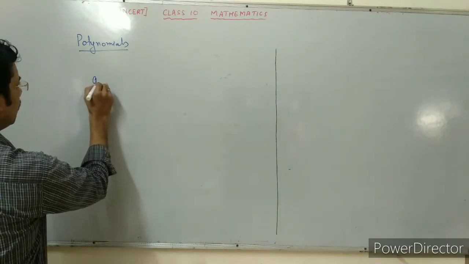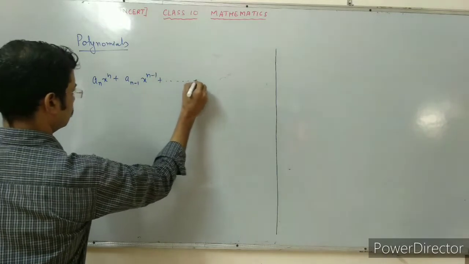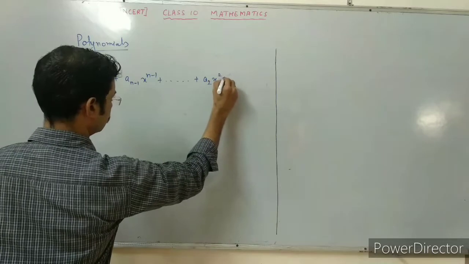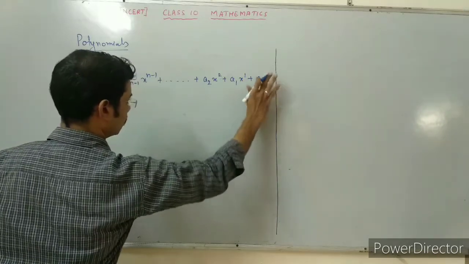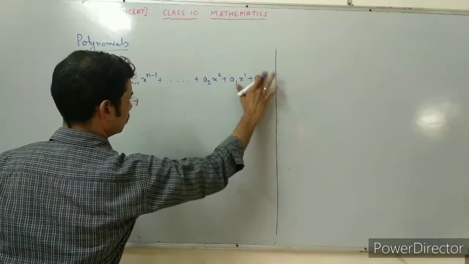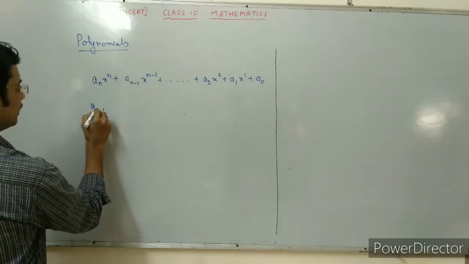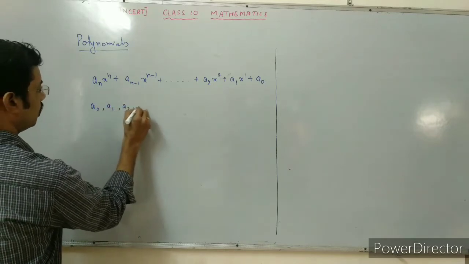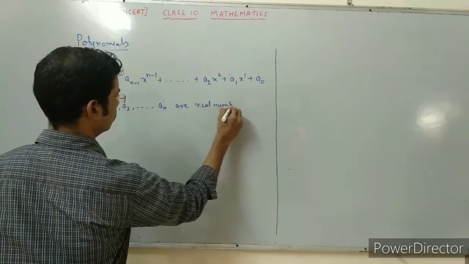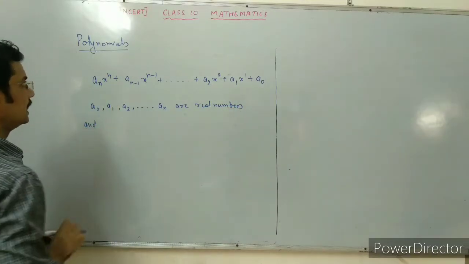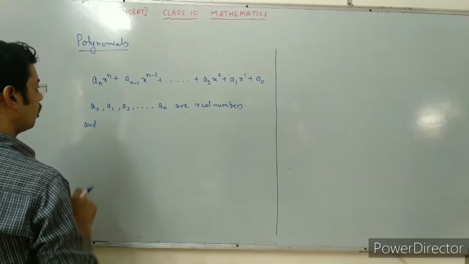is of the form a_n x raised to n plus a_(n-1) x raised to n minus 1 plus up to say a2 x raised to 2 plus a1 x raised to 1 plus a0 x raised to 0. In this case, we can eliminate this x raised to 0 because x raised to 0 is 1. Here a0, a1, a2 up to an are real numbers, and the condition given here is that the powers of x, that is the indices, are all positive integers.